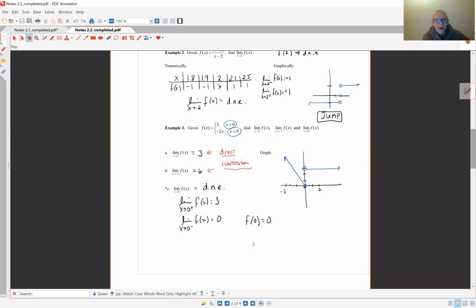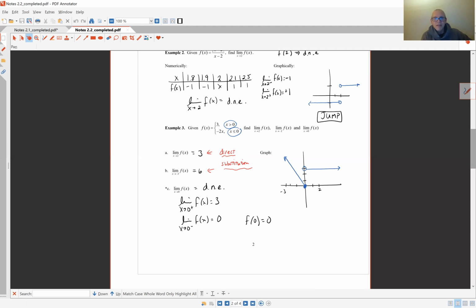Now, let's say x is going to negative 3. You plug in negative 3, and negative 2 times negative 3 is 6. So in that case, we can just do direct substitution. We're not going towards a point where there might be a jump in the graph, or a hole missing in the graph.